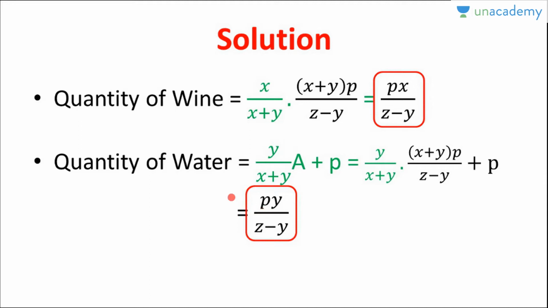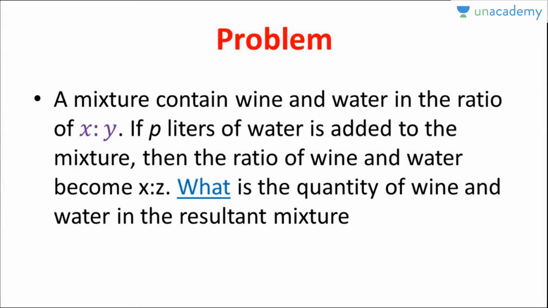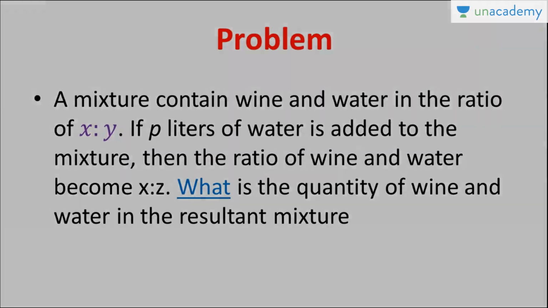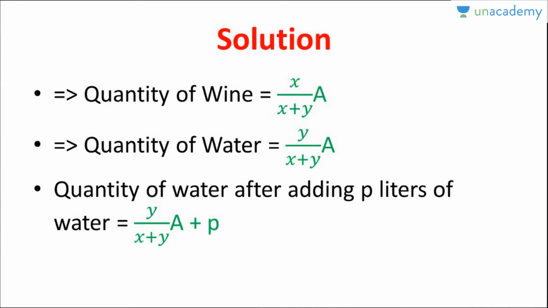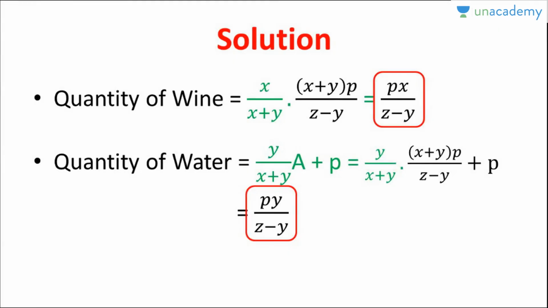Now, in the same question, in place of this water, if you have wine, then the concept will remain the same. Just as we have added this P to the water, we will add this P to the wine or any other liquid, or milk or alcohol or anything. There can be any liquid, but the concept will remain the same. So this is how we can determine the quantity of wine and water, or the quantity of two liquids, if one of the liquids is added to this solution.